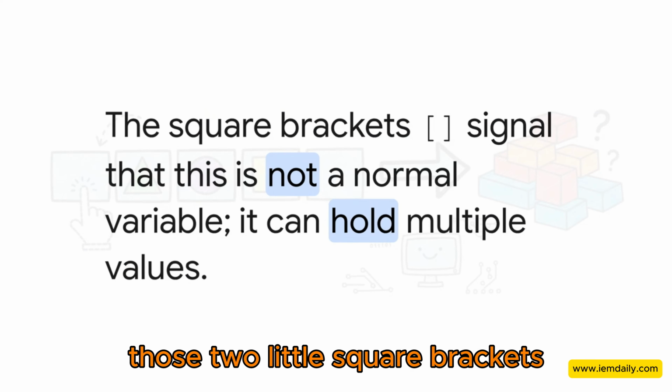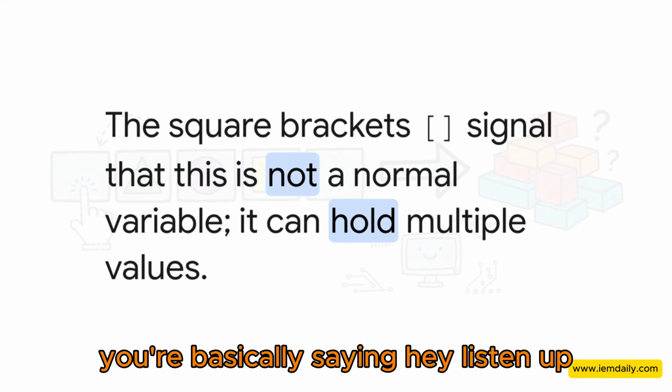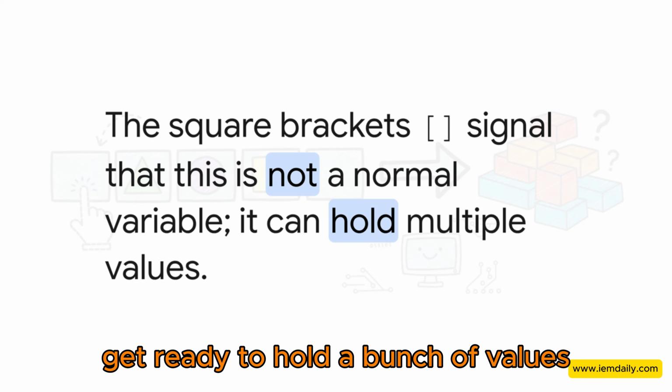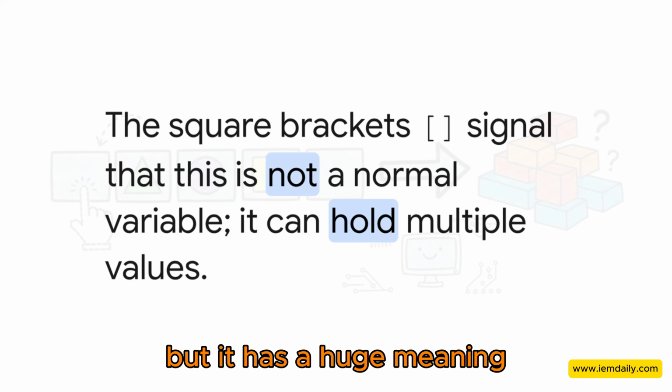Those two little square brackets, they're the magic trick. That's the signal to the computer. You're basically saying, hey, listen up. This variable scores isn't a normal little box for one number. This is a tray. Get ready to hold a bunch of values for me. It's such a small bit of code, but it has a huge meaning.